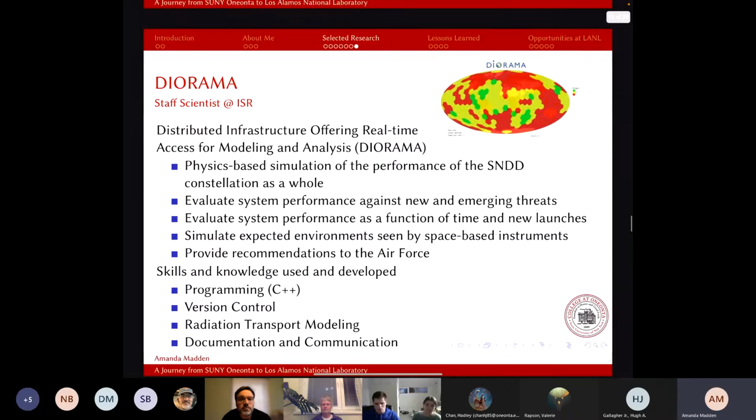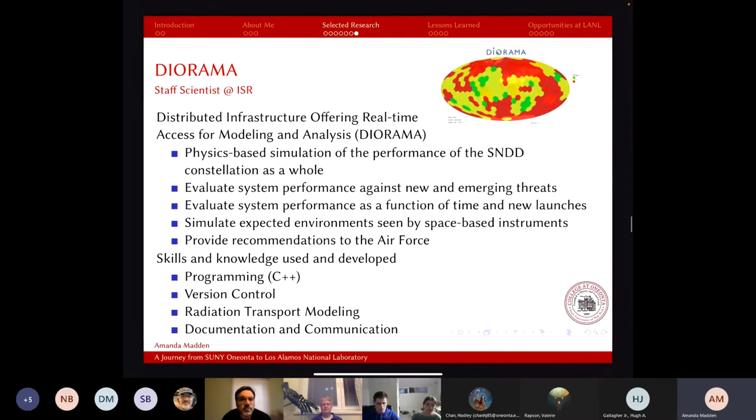But one of the more interesting projects I worked on in this arena was Diorama, which stands for the Distributed Infrastructure Offering Real-Time Access for Modeling and Analysis, a kind of a forced acronym here. But what this project was, it was a physics-based simulation of the performance of our space nuclear detonation detection constellation as a whole. And I say it's physics-based because we were developing models that would do things like propagate how X-rays and neutrons would travel through the atmosphere to get to a satellite.